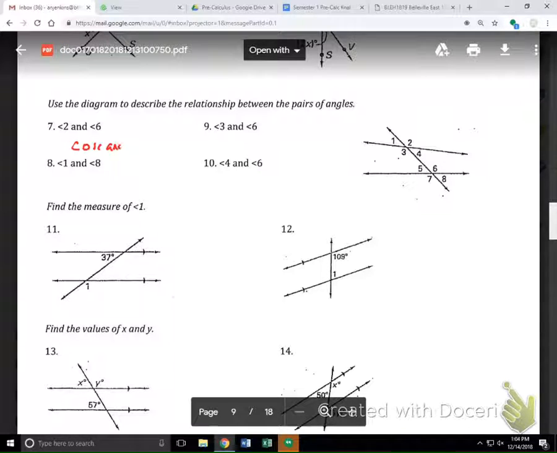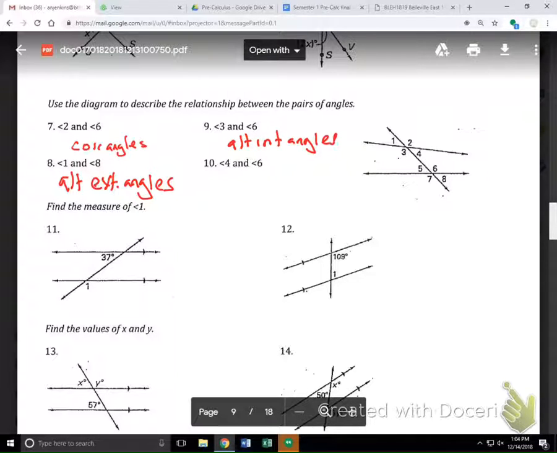Core angles. Our next one is going to be 8 and 1. 8 and 1 have what type of relationship? Yep, we have alt exterior angles. Okay, next is 3 and 6. 3 and 6 are alt interior angles.